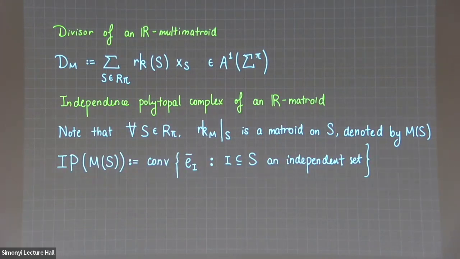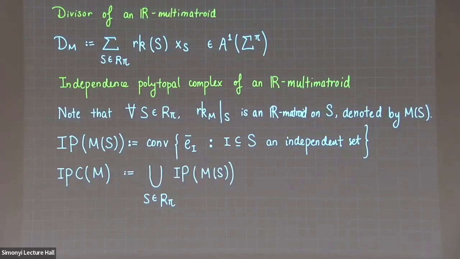And for each matroid, I want to define something called an independence polytope. To do this, I want to first construct something called the independence polytopal complex of a multimatroid. For a pi-colored set S, the rank function of the multimatroid restricted to S is going to be a matroid on S, denoted by M_S. Then for each M_S, you can construct the independence polytope by taking the convex hull of the vectors that correspond to the independent sets I. Then take the union of them all, and you get a polytopal complex.